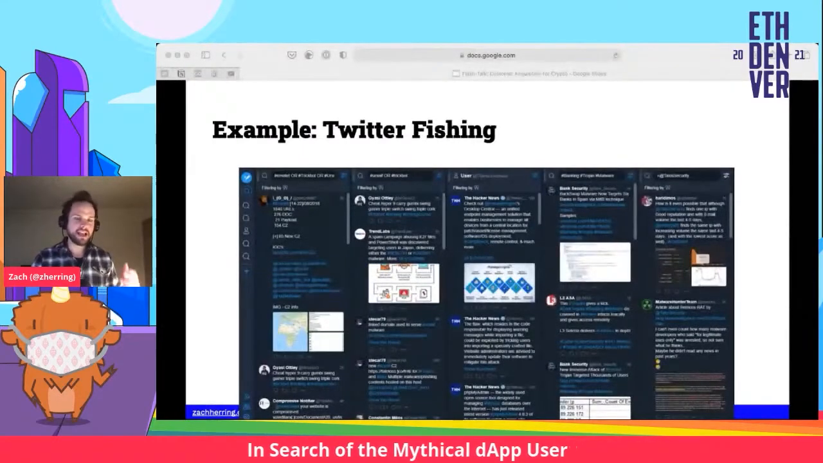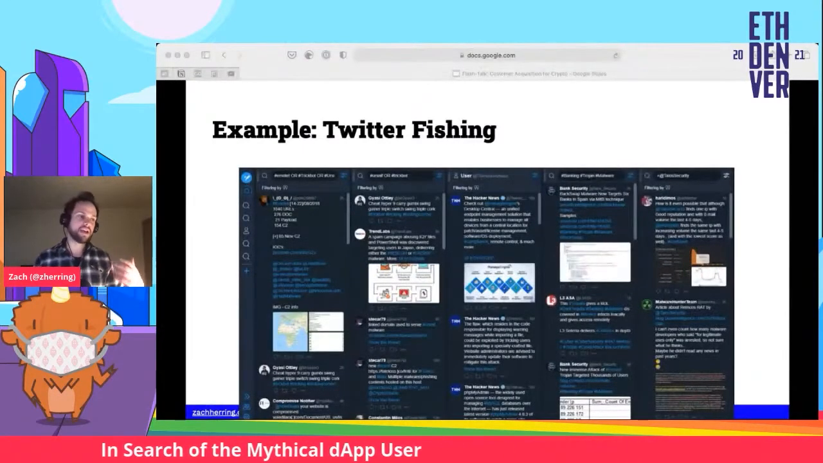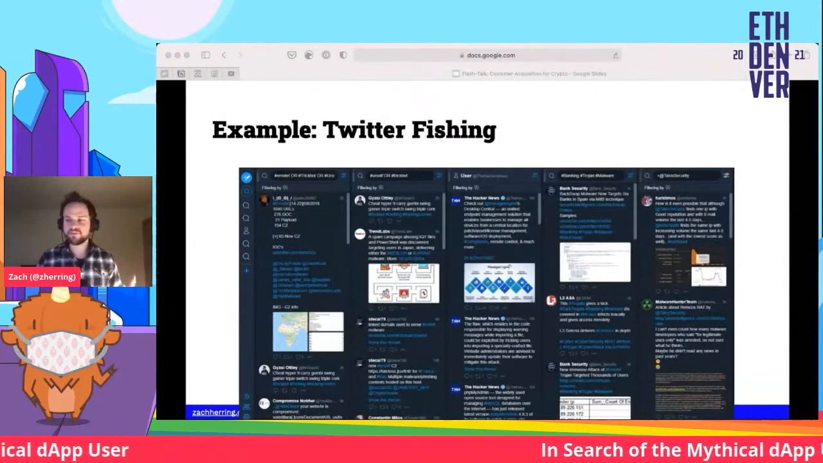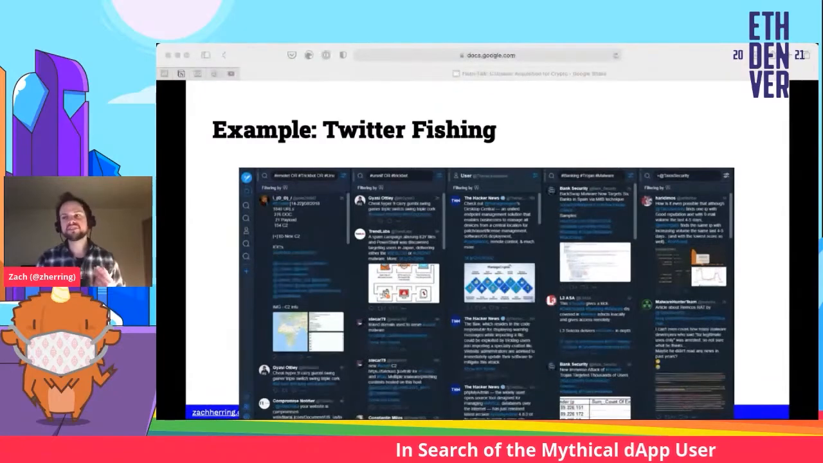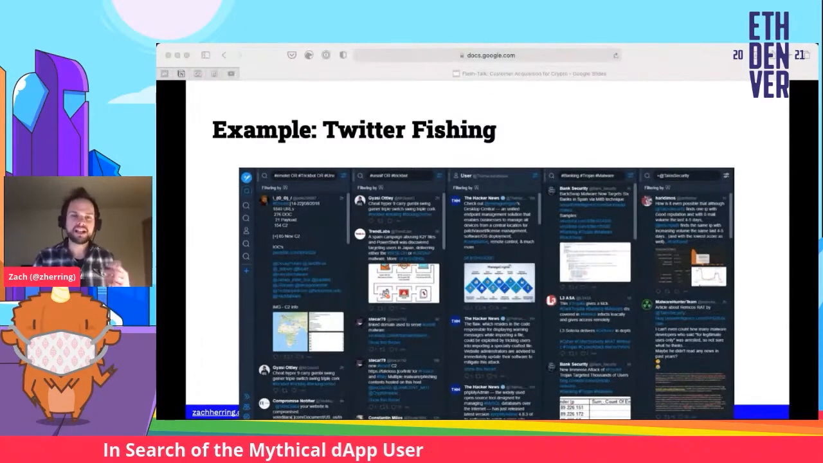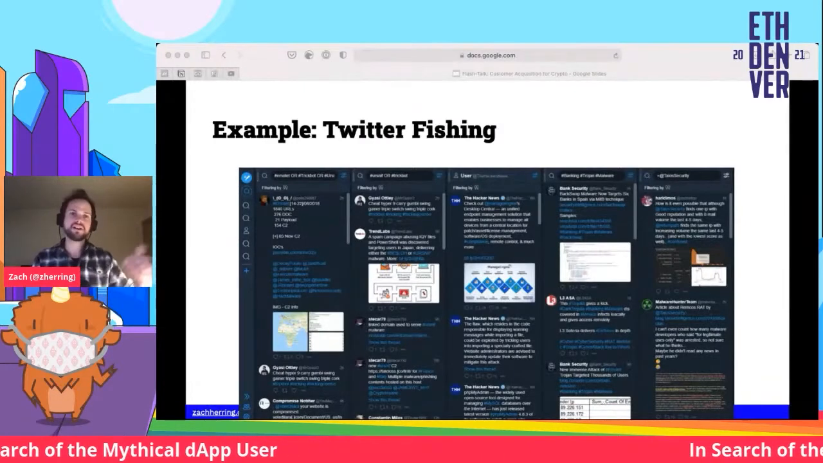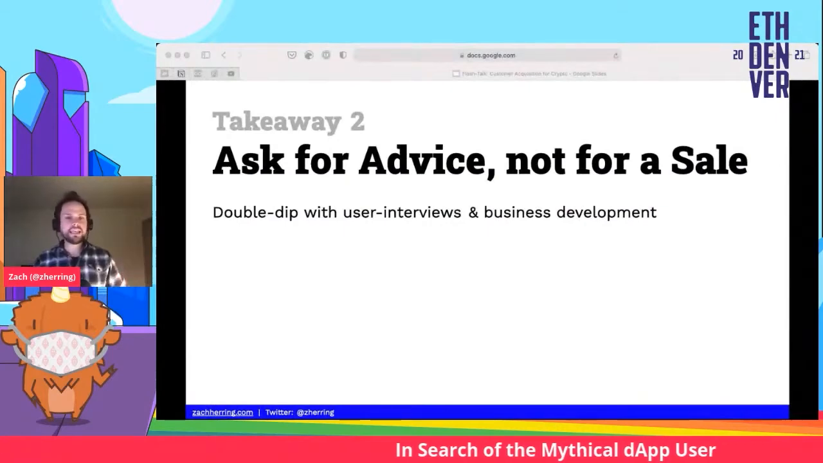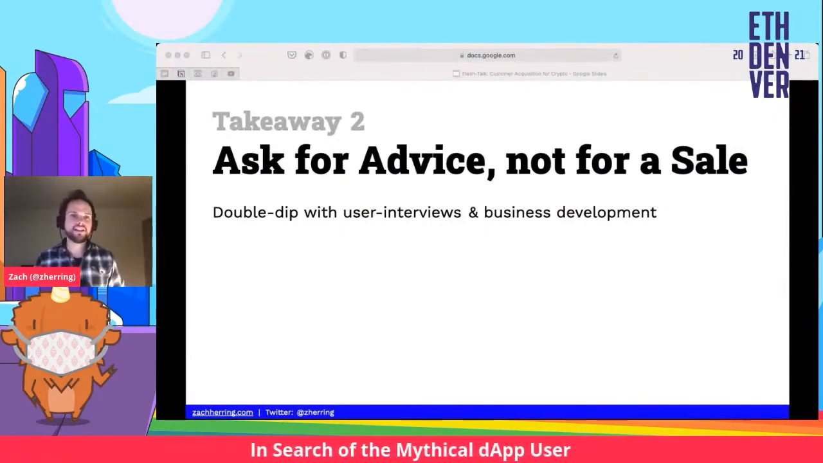Twitter phishing. I really like Twitter. I'm okay at it. I'm not great at it, but I'm okay at it. And so Twitter, especially TweetDeck for me, is how I tend to observe conversations and look for strangers that I can then start turning into users. And I cover all of this in the expanded talk and the Twitter thread. Whenever you find those users, it is key to ask for advice, not a sale.